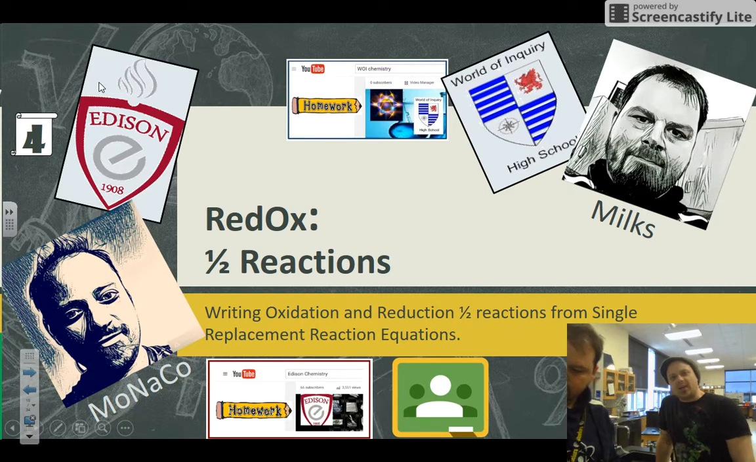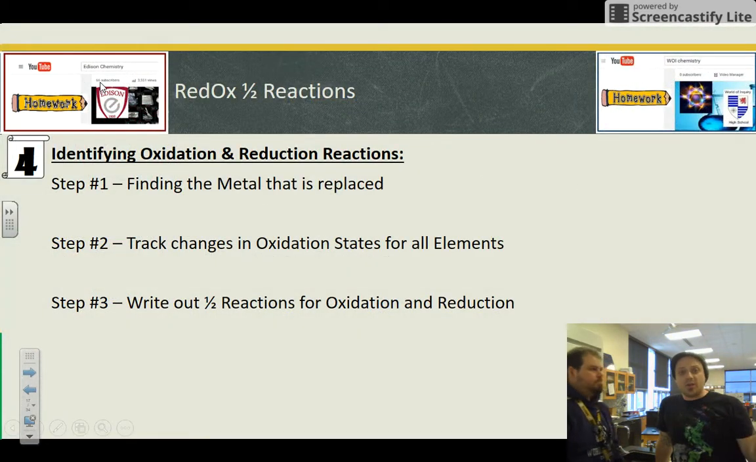Yo. Meat and potatoes time. Ooh, this one's the big one. Redox half reactions. So we have to write oxidation and reduction half reactions.